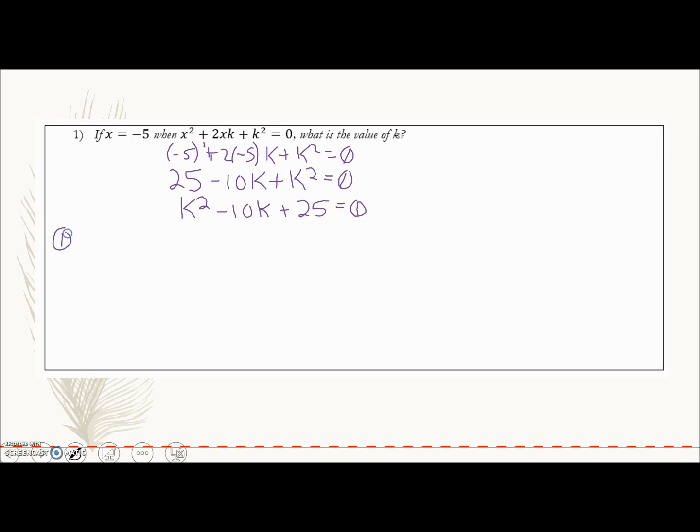So now you could use any method, so I'll show you how you can do each one of them. So you could do method 1, factoring. So I put the last number up top, the middle number down bottom, and try to figure out what multiplies to 25 and adds to -10. That's -5 and -5. So those are my factors, x minus 5 and x minus 5. When I set those equal to 0, I would get the solutions of +5 and +5.